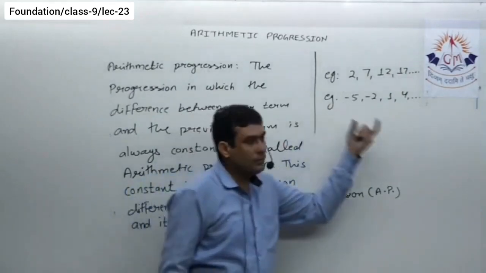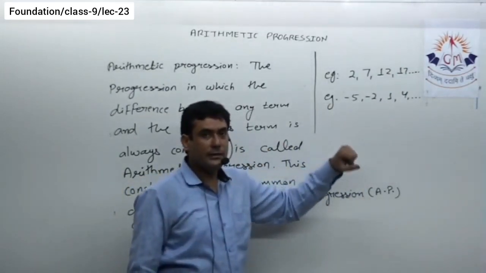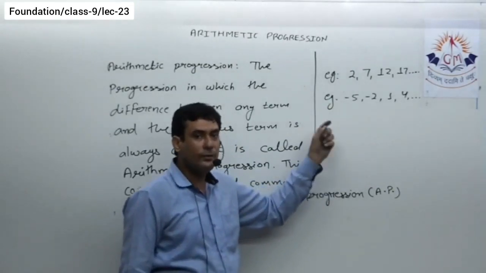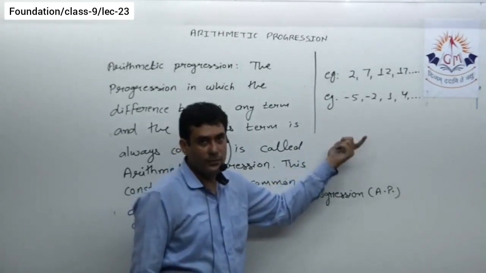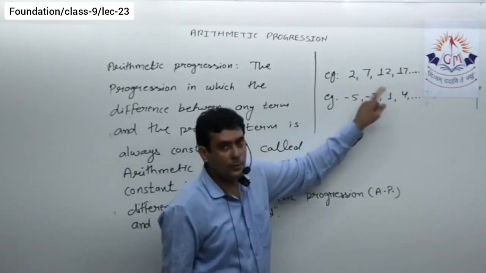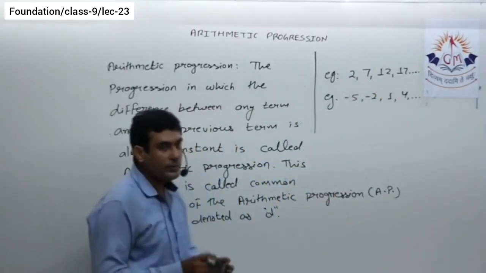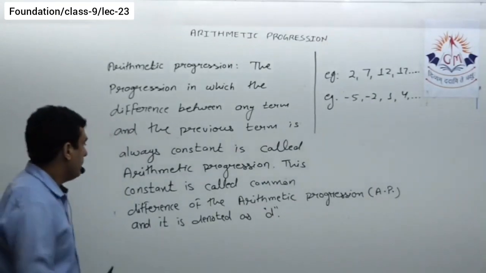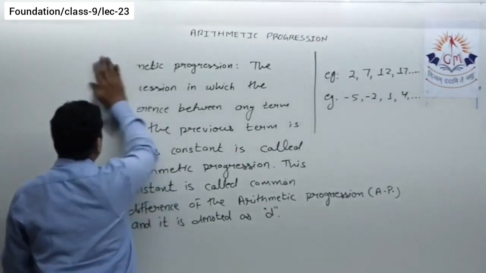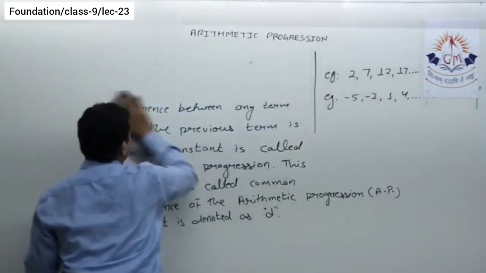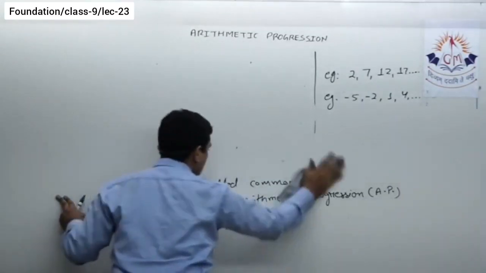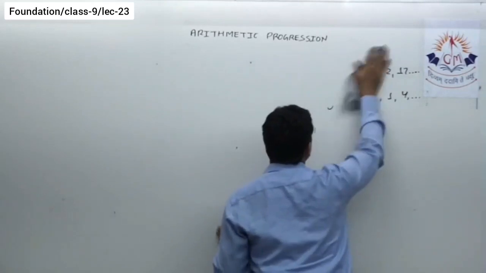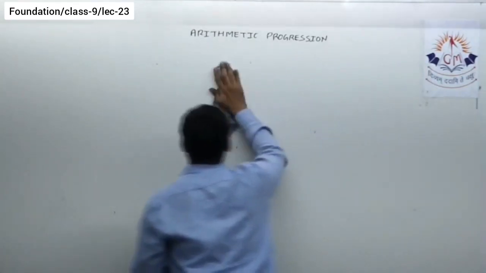So the list of numbers in which each term is obtained by adding a fixed number to the previous term, except the first term, obviously, is called the arithmetic progression, and the fixed number is called the common difference. Okay, so that is all about the definition of the arithmetic progression.